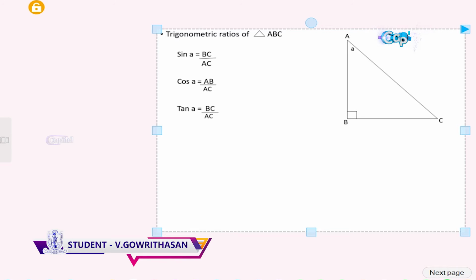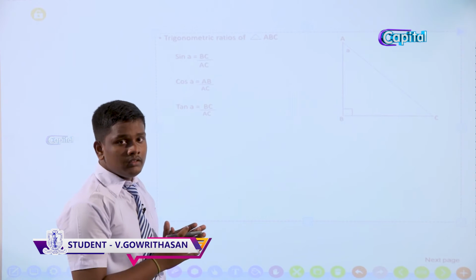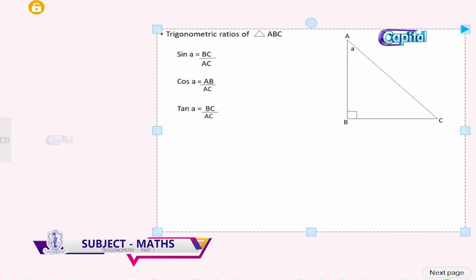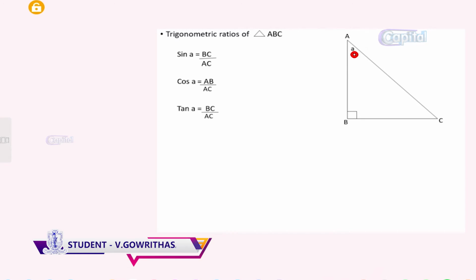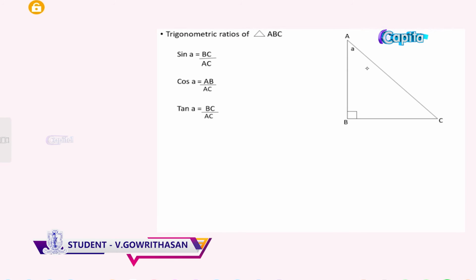So now write the sine function, cos function and tan function according to the sides given. Let's write the sine value of angle A. Sine means, as we learned earlier, opposite side by hypotenuse. The opposite side of this angle A is BC and the hypotenuse is the side opposite to the right angle, AC. So sine A is BC by AC. Then cos A means adjacent by hypotenuse. The adjacent side of this angle A is AB and the hypotenuse is AC. Tan function, opposite side by adjacent side. The opposite side of this angle A is BC and the adjacent side of this angle A is AB. So tan A is BC by AB.